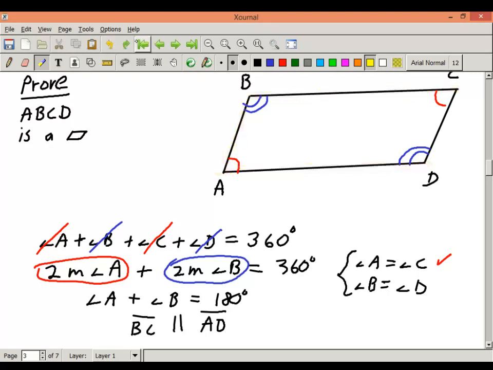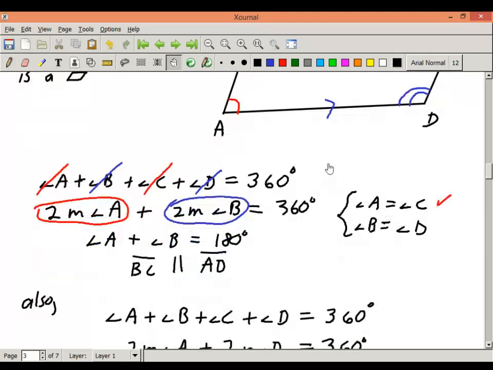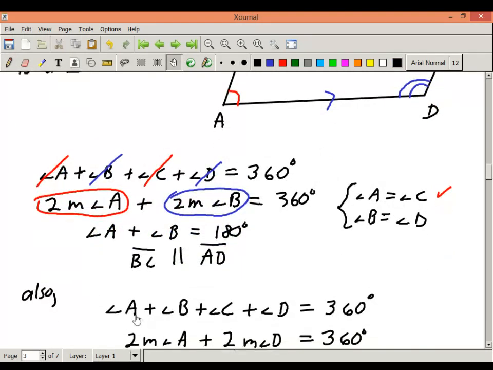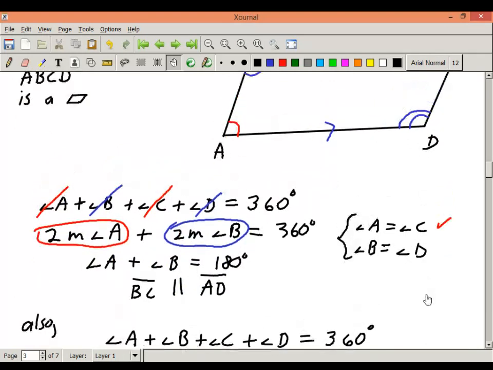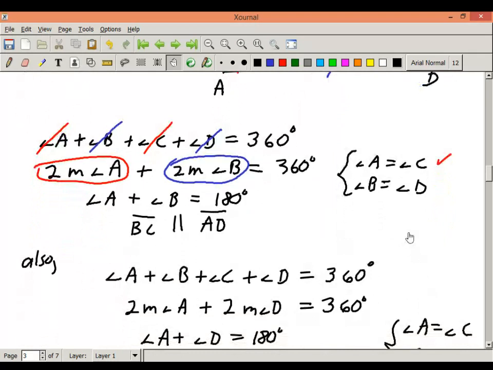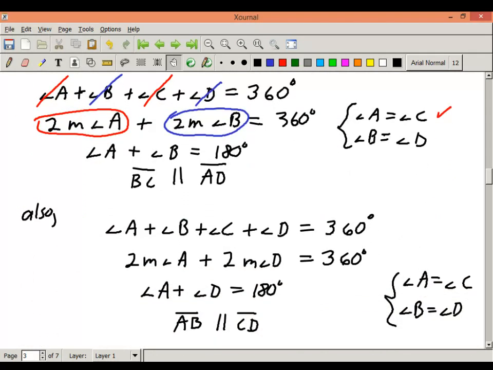Okay, so now we got these 2 sides parallel. But it's not a parallelogram yet. We got to prove the left and right sides parallel, but the process is the same. Again, start out with the equation angle A plus angle B plus angle C plus angle D is 360. That's just the angles of a quadrilateral add up to 360. And we got the same situation here.